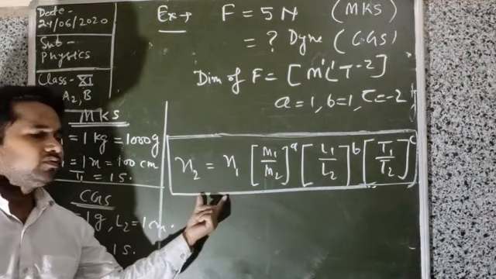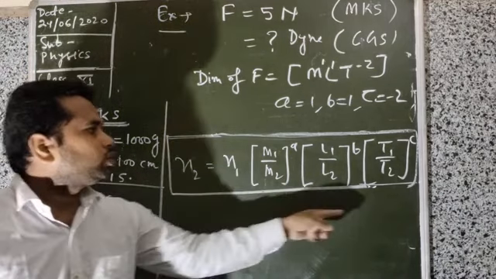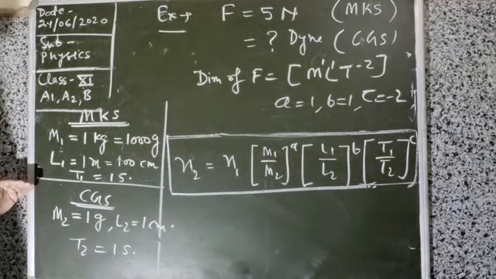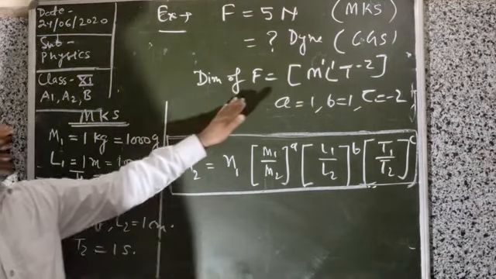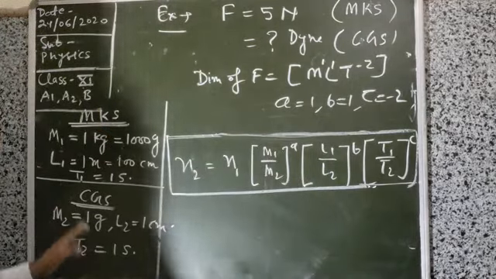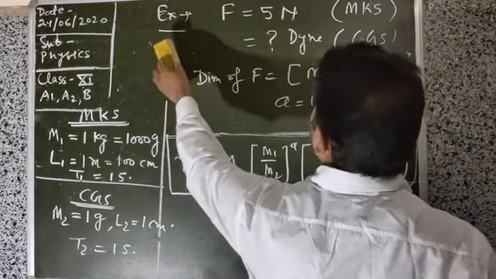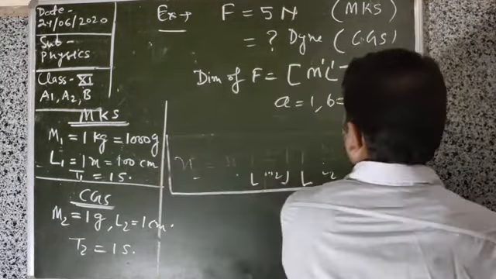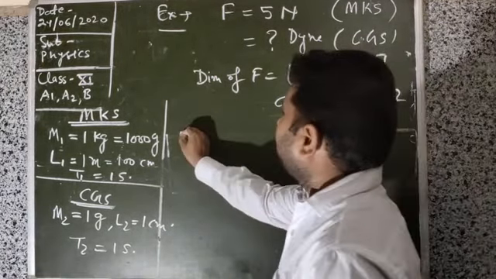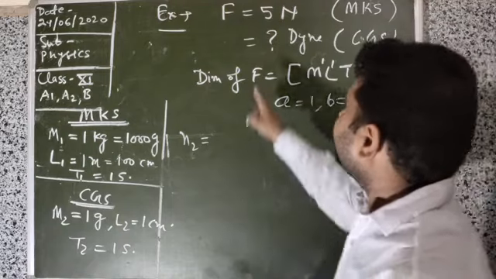Finally, check, this is the formula. n2 has to be found, n1 is given, so we have to find all these terms first. In these we have calculated m1, m2, l1, l2, t1, t2, and using the dimension of the force we now have a, b, c also. So finally we have to use all the terms in the formula. We have to find the numerical value of the force in the second system, that is n2. What is n1? n1 is 5.